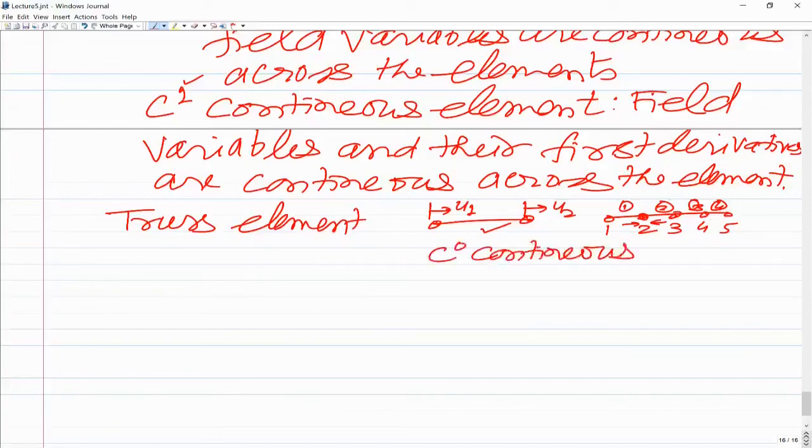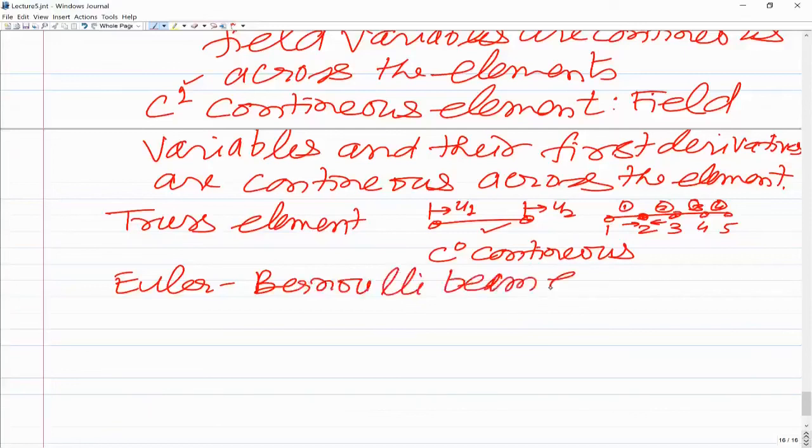Similarly, if you look at the Euler-Bernoulli beam element, we are going to discuss these elements in much detail. In the case of the Euler-Bernoulli beam element, it is a one-dimensional element, so we represent it by a line, and the degrees of freedom are the deflection v1 and the rotation. Now we will have the derivative. dv by dx is the derivative of v. So v is the field variable.